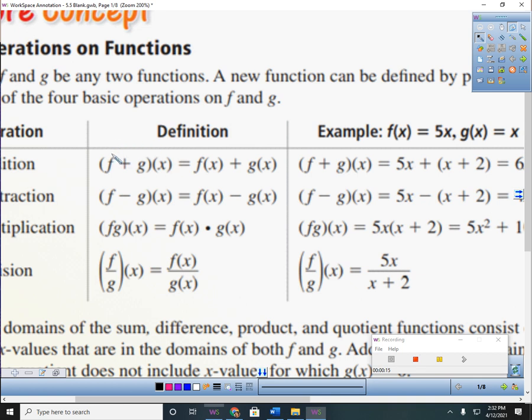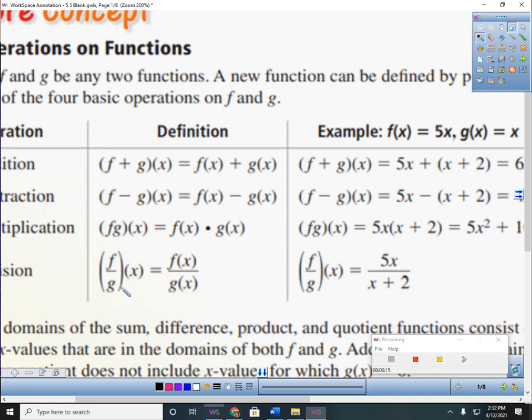That means you're going to take whatever the f function is, and you're going to add that to whatever the g function is. This does not mean you add f and g and then you multiply it times x. This is just a notation. So when you get done, don't distribute an x through all of your stuff. You're just literally taking f and adding that to g, or the f function minus the g function, or f times g, or f divided by g.